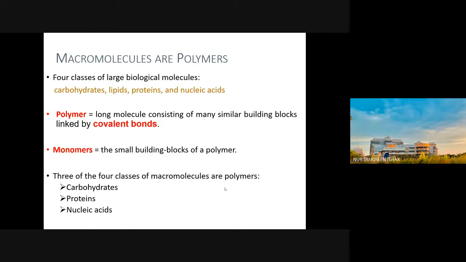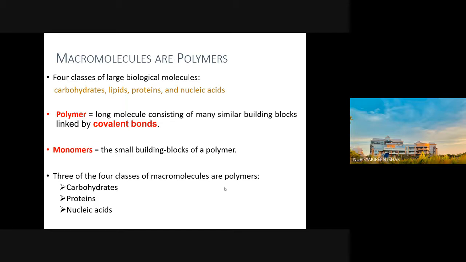Polymers untuk carbohydrate kita panggil dia apa? Polysaccharides. Polymers untuk protein kita panggil apa? Polypeptide. Polymer untuk nucleic acid kita panggil apa? Polynucleotides. Okay. So monomers untuk carbohydrate ada banyak. Contohnya apa? Glucose, okay, fructose, okay. We have also ribose or deoxyribose. So those are examples of monomers for carbohydrate.